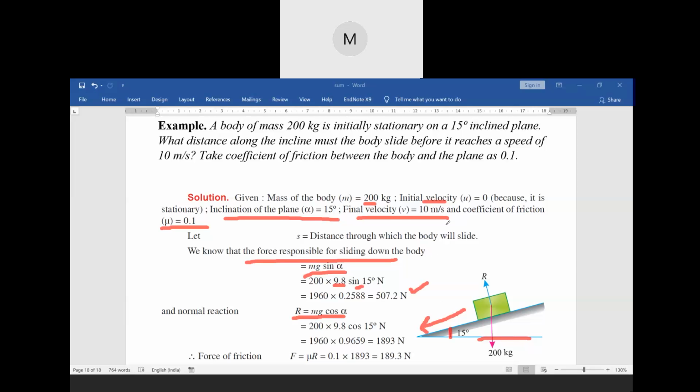After that, normal reaction. Normal reaction means what? Every body when it is stationary is giving a reaction. We discussed this in the previous classes.